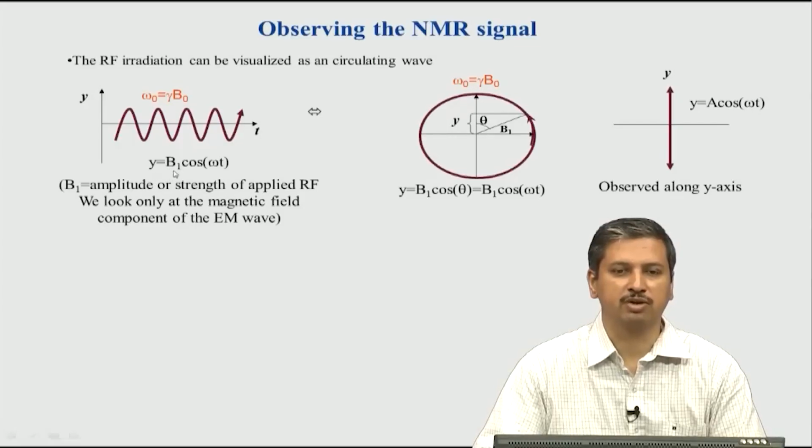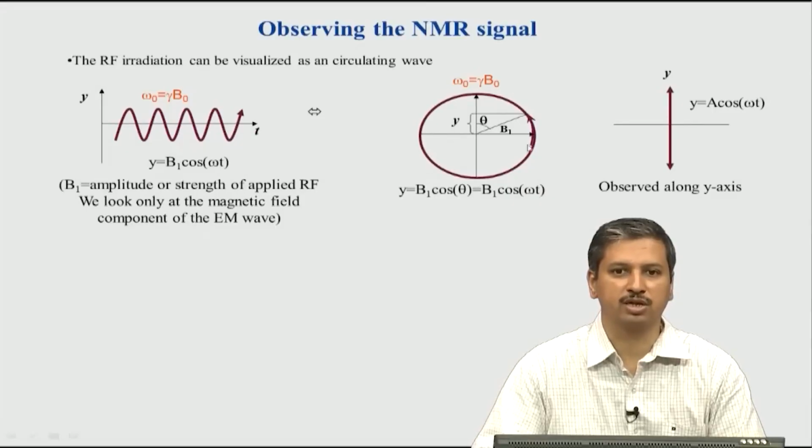What we are seeing here is that we have applied a radiation which is a wave of frequency omega and has an amplitude B1. Now, this wave can also be visualized in a circular manner, like this. This will be very useful when we go to the rotating frame concept. So, you have to imagine the wave in this form. This is the same as this; the two are interconvertible. It is basically the same picture shown in a different format.